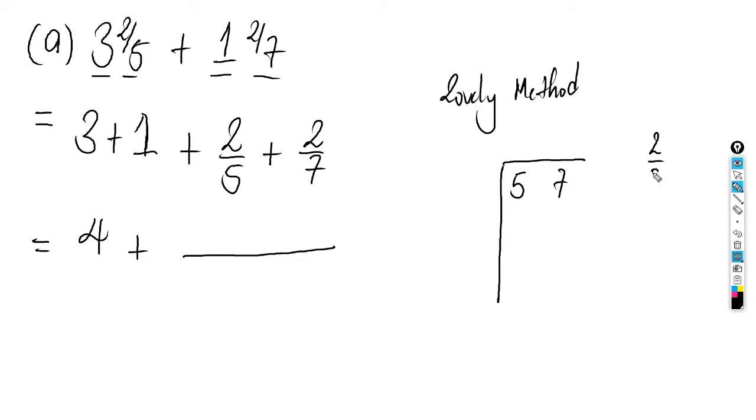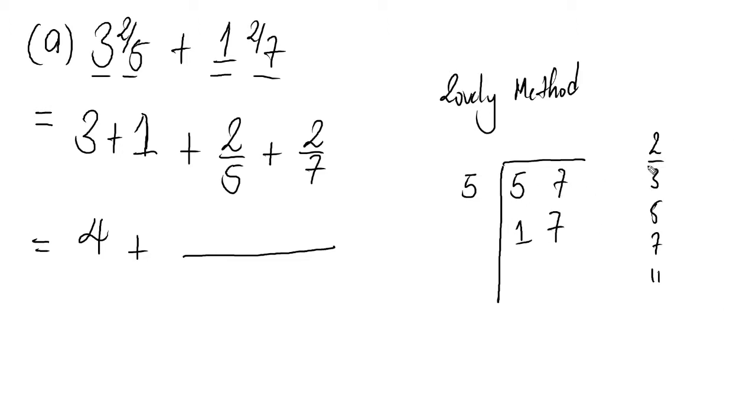Right, so 2, 3, 5, 7, 11, right? So can 2 go into 5 and 7? No. Can 3 go into 5 and 7? No. Can 5 go into 5 and 7? Yes. 5 can go into 5. So this will leave 1. And the 7, 5 cannot go into 7, so 7 remains the same.